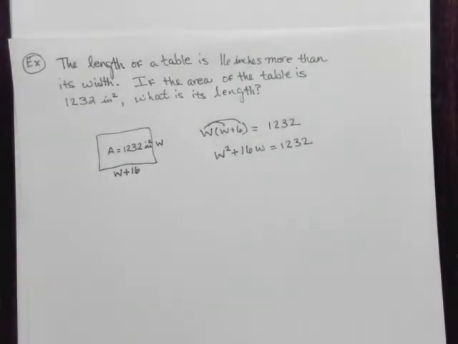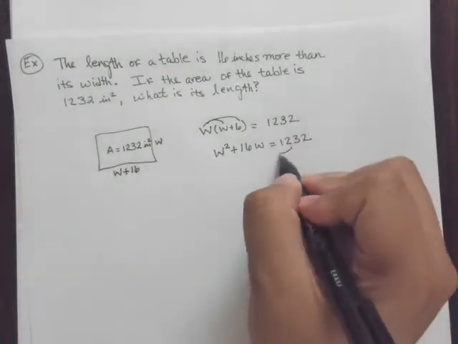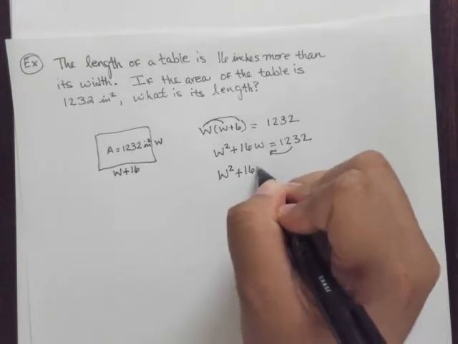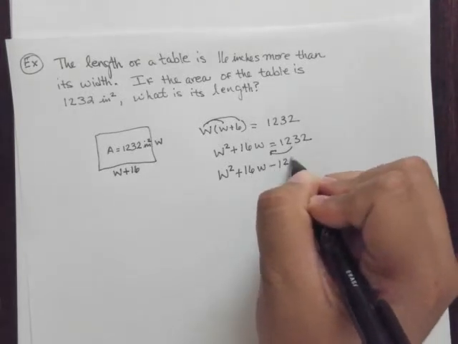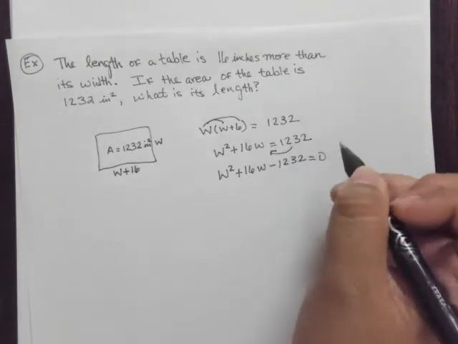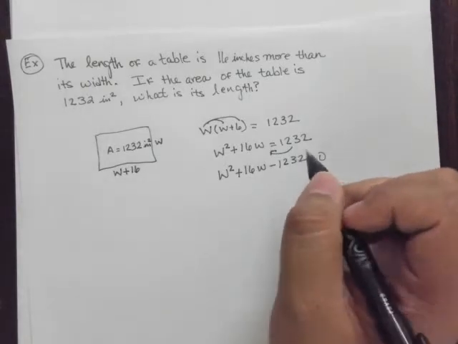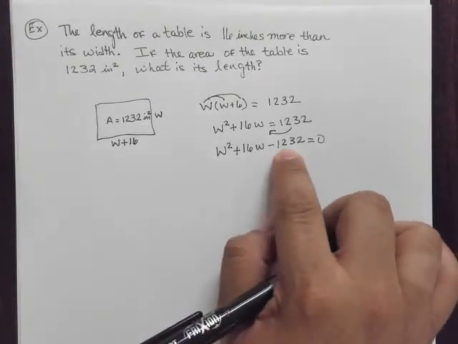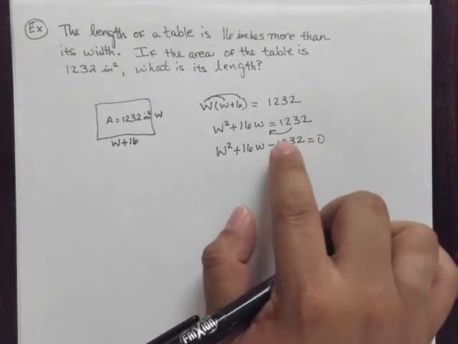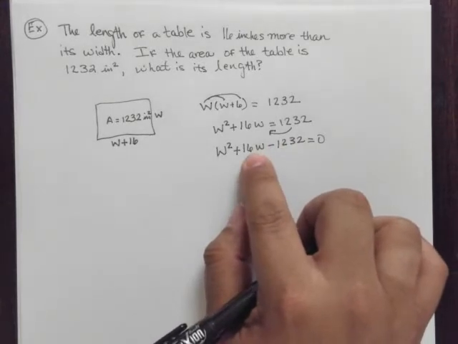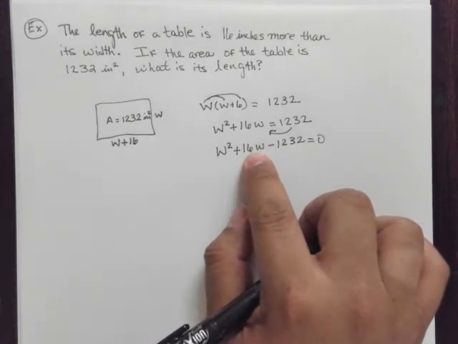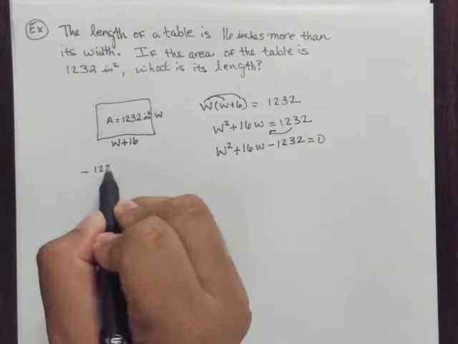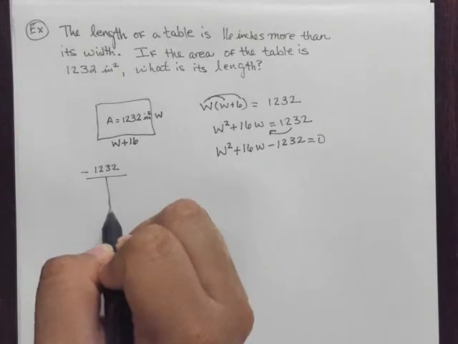And so what we're going to do is move this guy to the other side, and we're going to say W squared plus 16W minus 1232 equals 0, a quadratic that we're going to try to figure out if we can factor. And it turns out we can. You want the factors of negative 1232 with a difference of 16. So it'll take some looking into, but I'm just going to write it out for you here. Do a chart, a T-chart if you will.